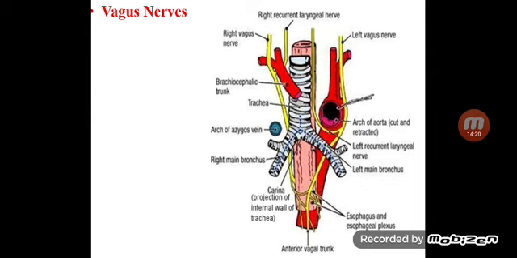The left vagus nerve, if you look carefully at this slide, lies between the left common carotid artery and the left subclavian artery. This is the left vagus nerve between the left common carotid and the left subclavian artery. It crosses, note the relation with the aortic arch, the left side of the aortic arch.